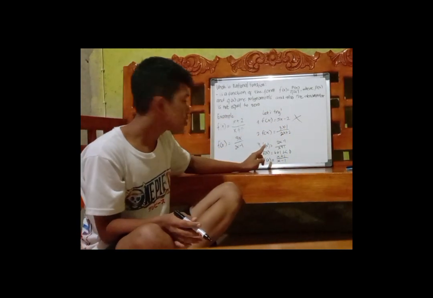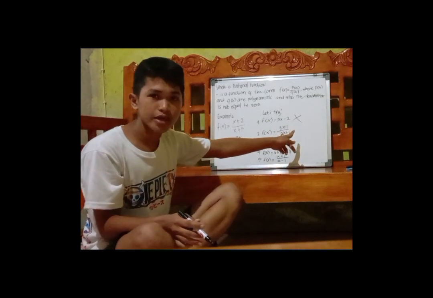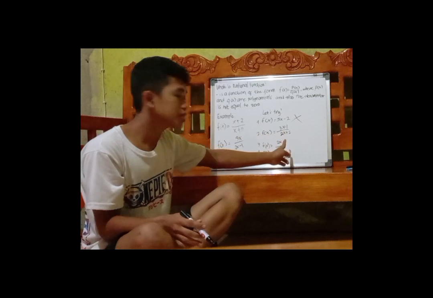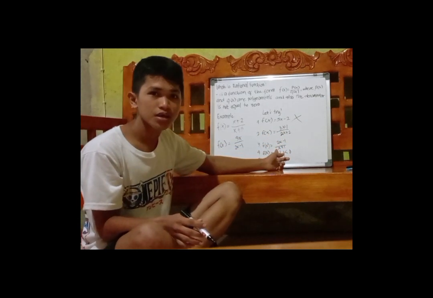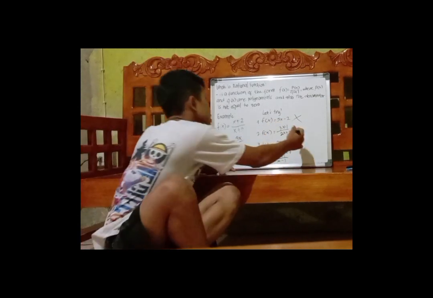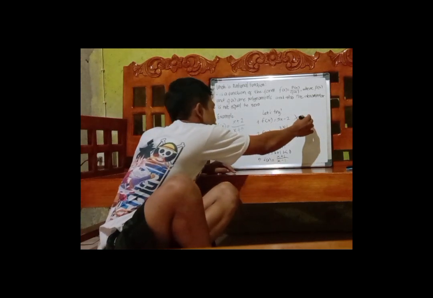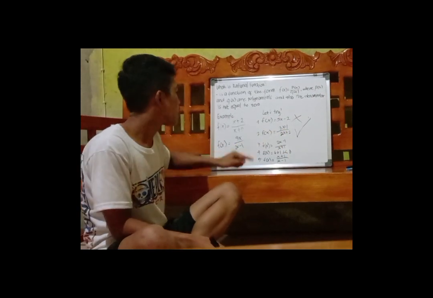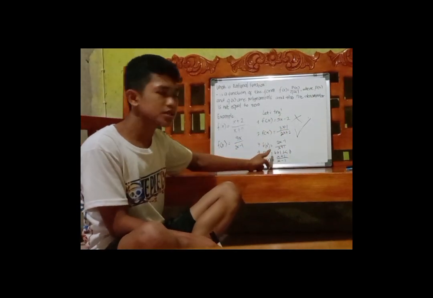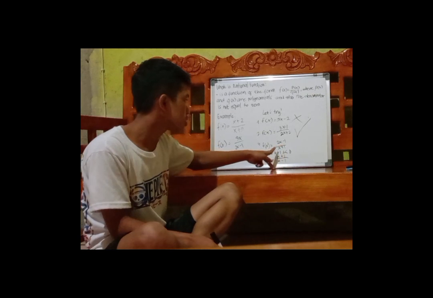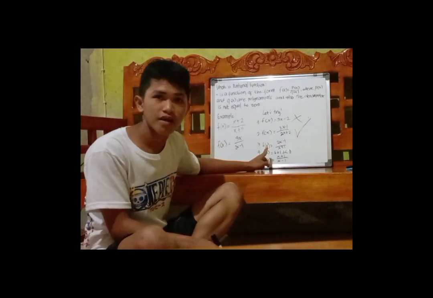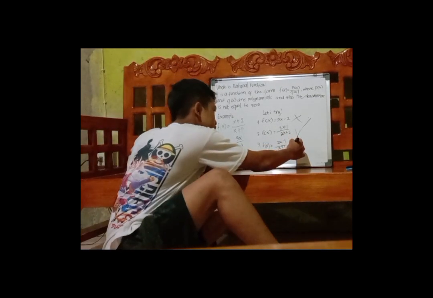And number 2: f of x is equal to 3x minus 1 over 2x plus 2. Do you think this is a rational function? Yes, this is a rational function because it is a polynomial over a polynomial. And number 3: f of x is equal to 2x minus 1 over x plus 1. Do you think it is a rational function? Yes, this is a rational function.